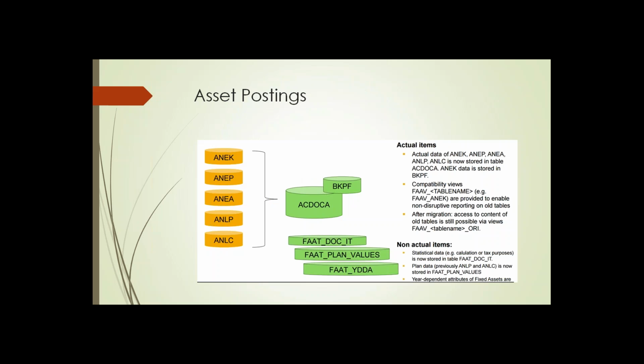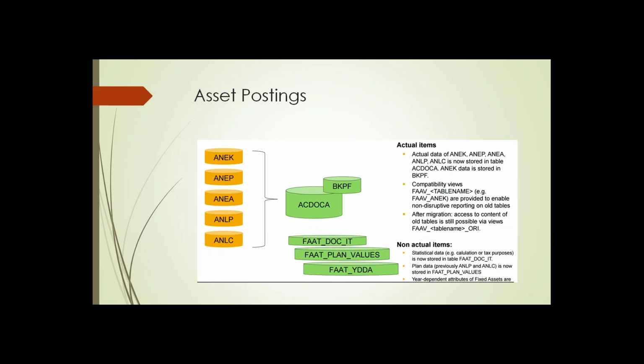Okay, so when we talk about asset postings now, there are different tables which are updated when you post any acquisition transactions. Whatever information was updated in ANEK, ANEP, or whatever these tables are, will now be stored in ACDOCA directly, and you don't need any separate header table for asset accounting. Whatever header information is relevant to the transaction will again get stored in BKPF.